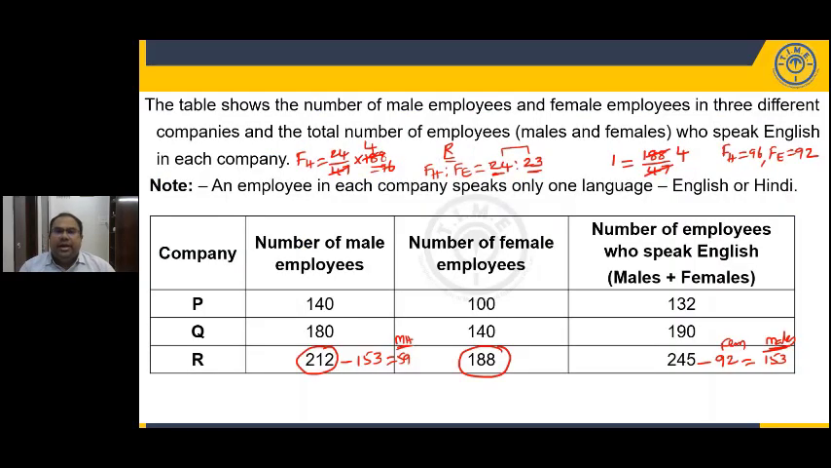So from this given data, R out of females, Hindi is to English speaking 24 is to 23. Total 47 parts, 188. Each part 4. Females Hindi 24 into 4, 96. Females English 23 into 4, 92. When you know females English, substitute here. Total males and females English 245, females are 92, so remaining males 153. Out of total males, 153 are speaking English, remove, 59 are speaking Hindi. I got the basic data.